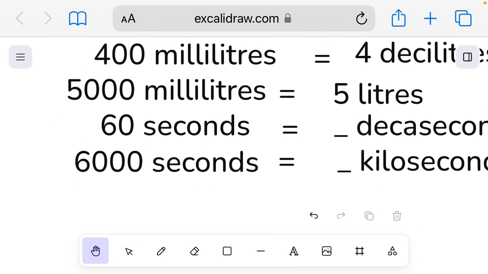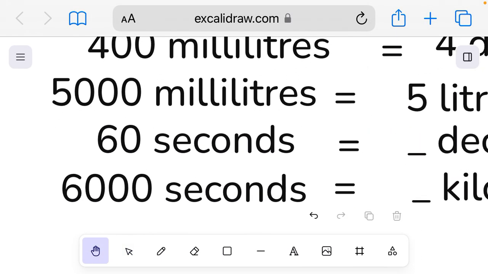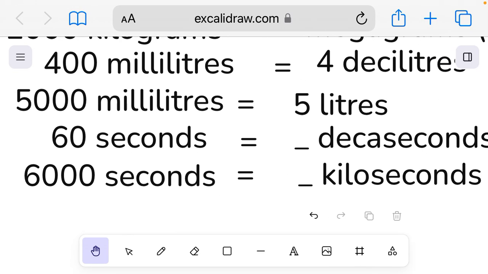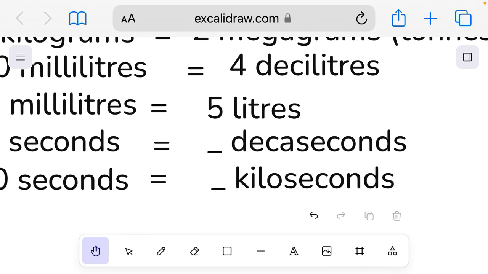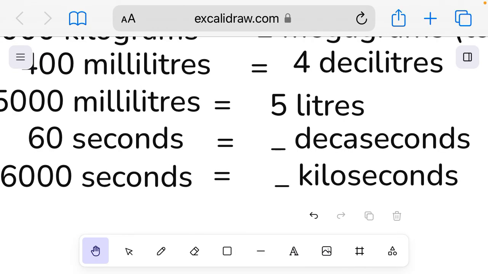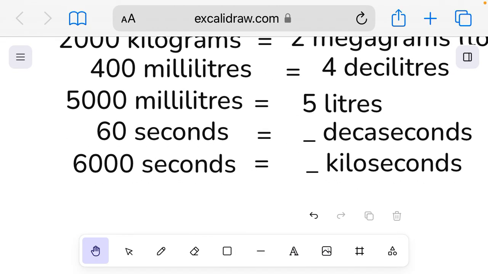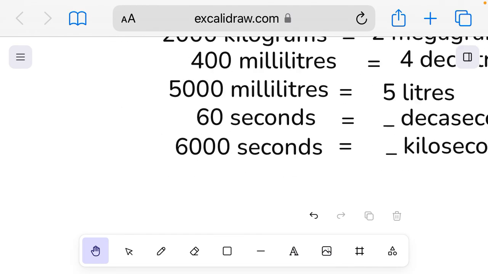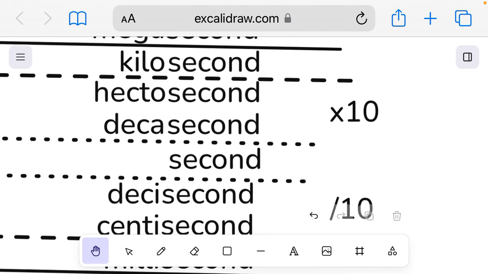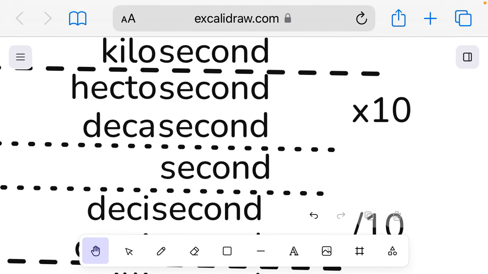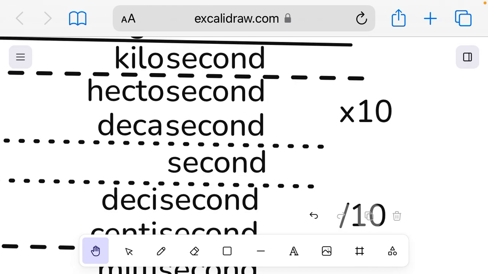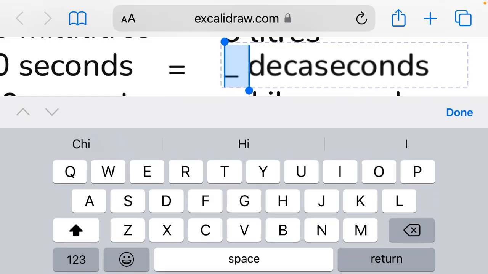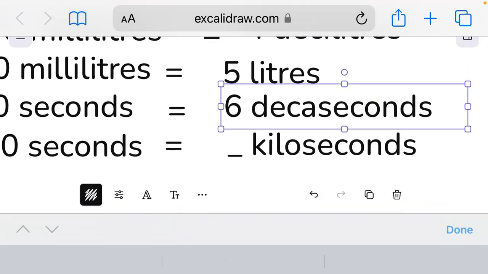Now, the basic one about time. We have 60 seconds. You know 60 seconds equals a minute, but we're going to focus on decaseconds, since you probably need to learn SI prefixes and units. So 60 seconds equals how many decaseconds? Well, a decasecond is 10 times larger. So 1 decasecond equals 10 seconds. That means 60 seconds equals 6 decaseconds.